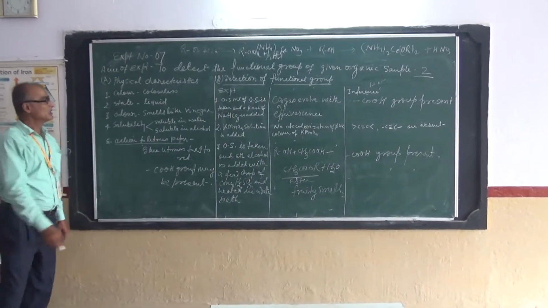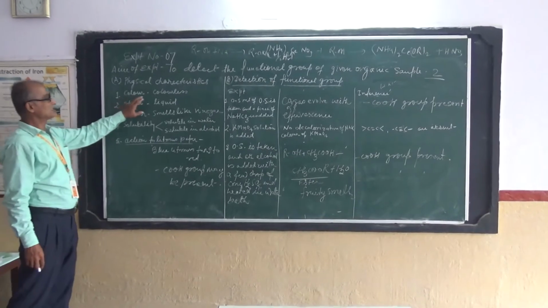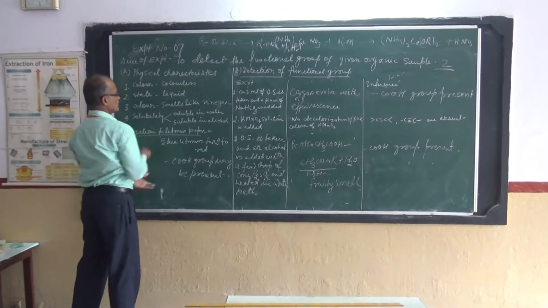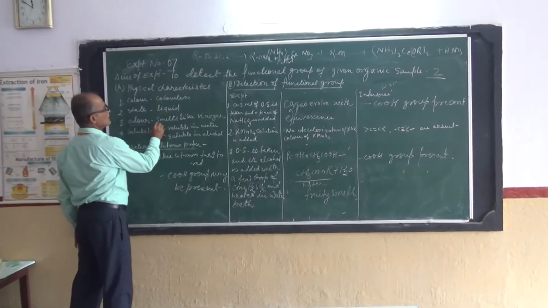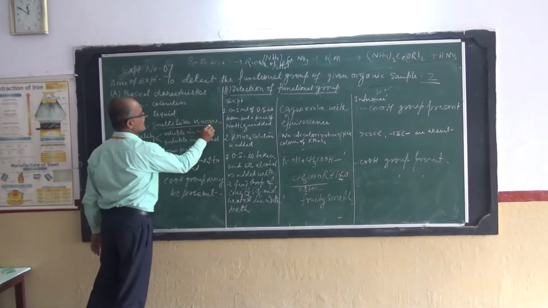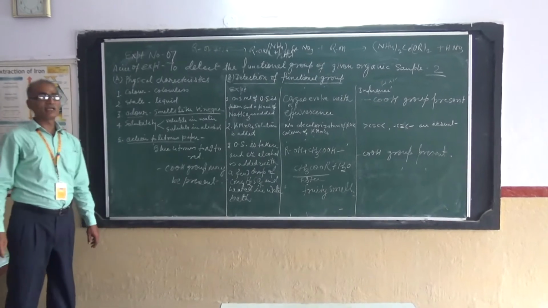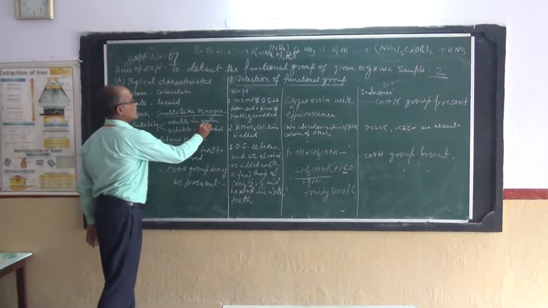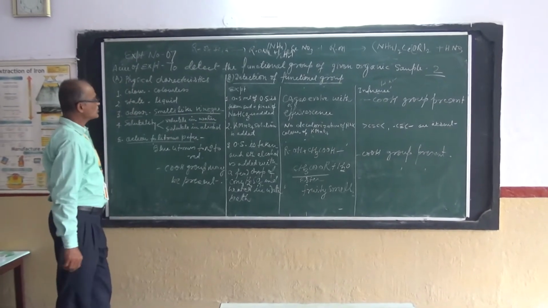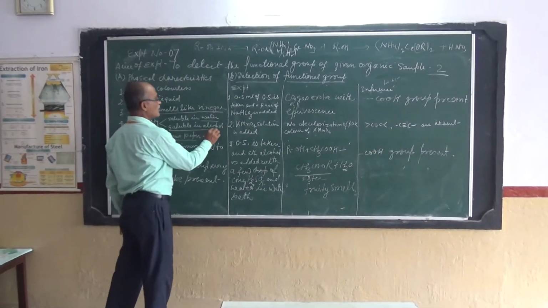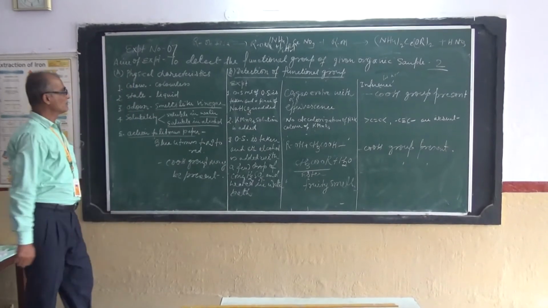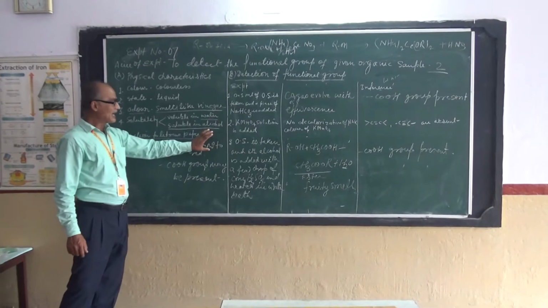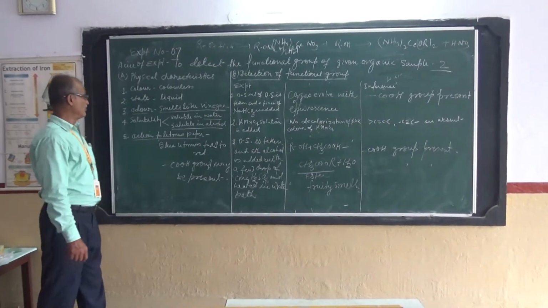We'll observe the given organic sample. Its color is colorless, state is liquid, and odor smells like vinegar. And solubility we will test. It is soluble in water. Also, it is soluble in alcohol. That is, this organic sample is soluble in both water as well as in alcohol.